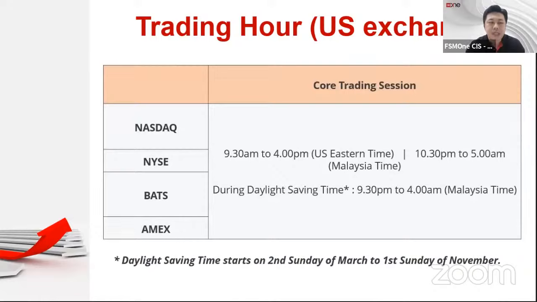So actually it's pretty simple. You can trade along the trading session. However, you will notice that the trading hours will be from 10:30 p.m. to 5 a.m. Malaysia time, if this is under the normal Eastern time. But during daylight saving time, you are able to trade from 9:30 p.m. to 4 a.m. Malaysia time. Daylight saving time starts from the second Sunday of March to the first Sunday of November.